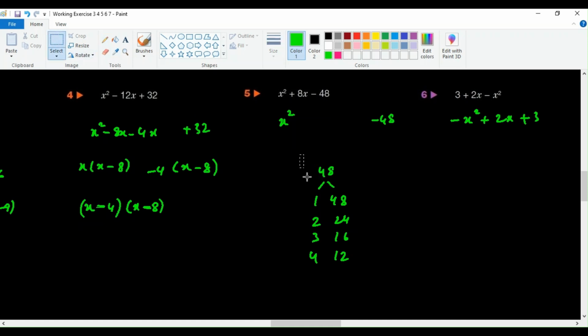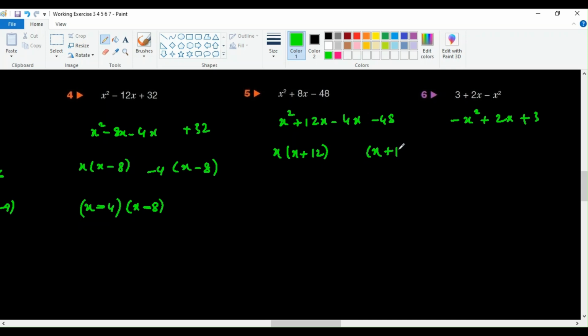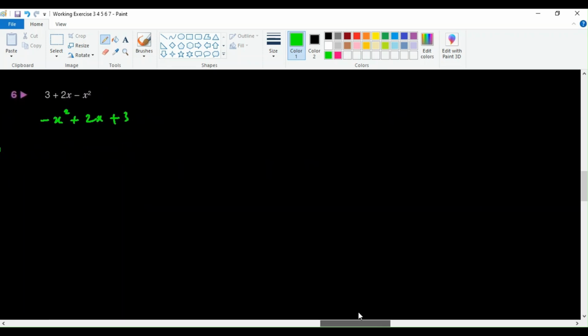Let's see, 12x and 4x. I will write plus 12x minus 4x. So x plus 12 comes in the first bracket, copy down x plus 12, another bracket, and minus 4 comes like this. So x minus 4 and x plus 12 comes like this, and this is the answer for this question. Okay, now when it comes to something like this, so in here we know very well 3.